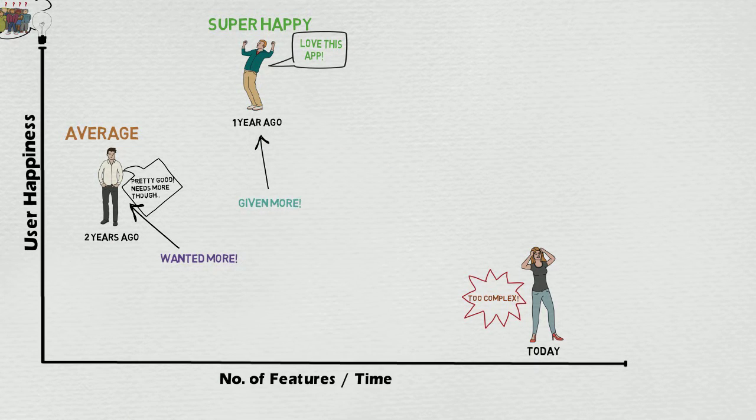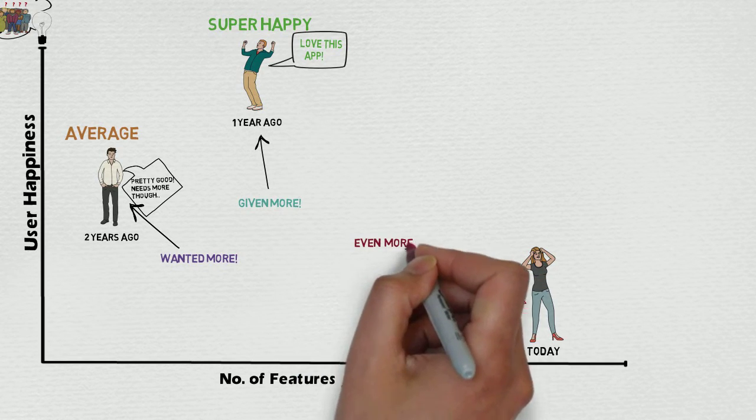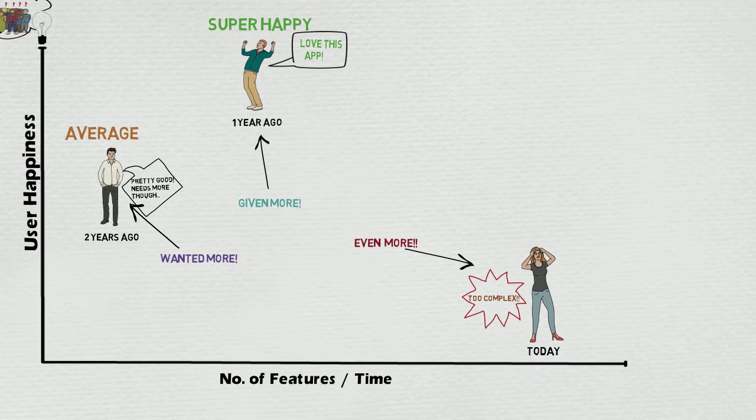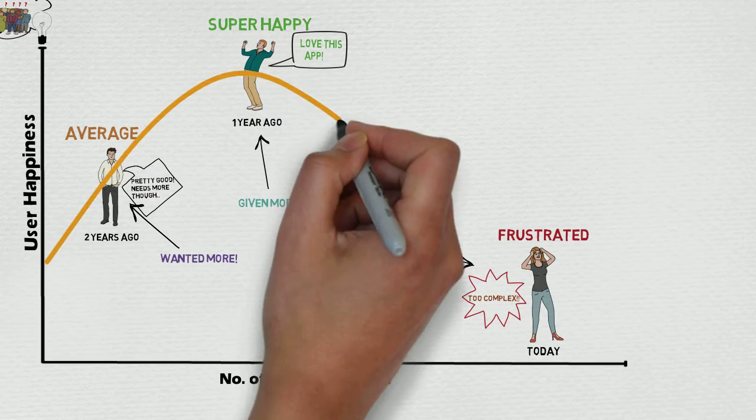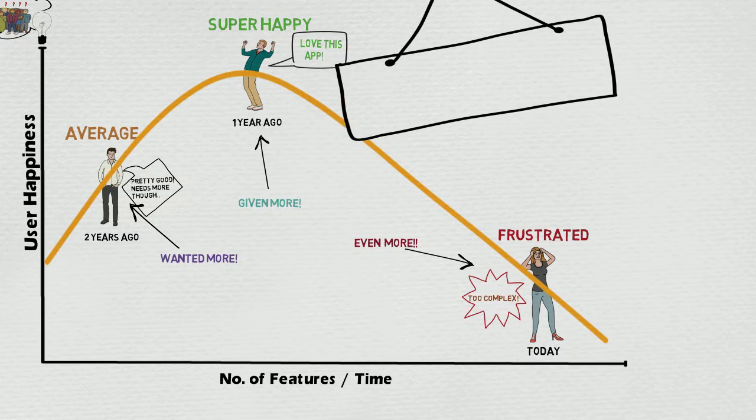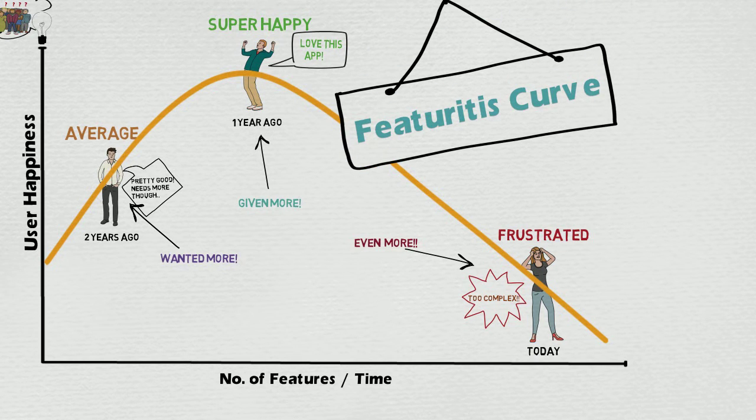So now the users are super happy, awesome. But then, they were given even more features. Because hey, why not? We can make them even happier, right? But instead of being happier, users are now frustrated. What happened was Featuritis. And this here is the Featuritis curve.